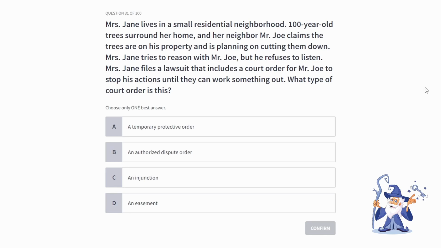And there's 4 options. A, a temporary protective order. B, an authorized dispute order. C, an injunction. Or D, an easement. So reread that and go through it if you need to and come up with your answer.